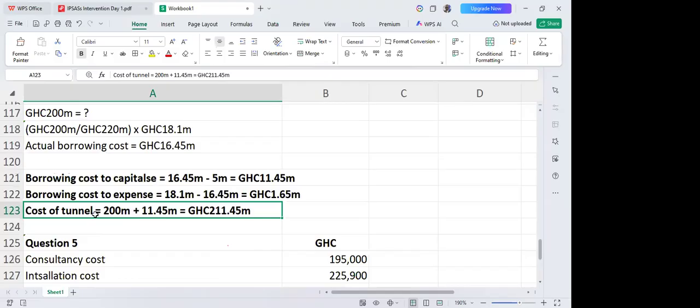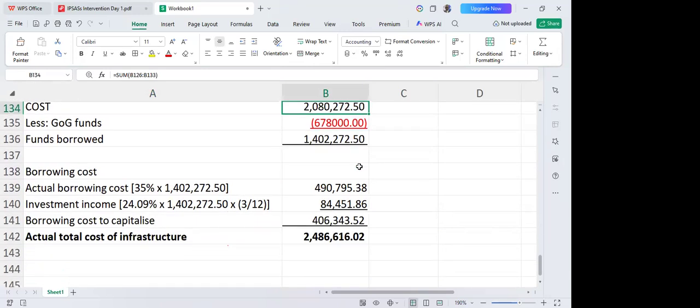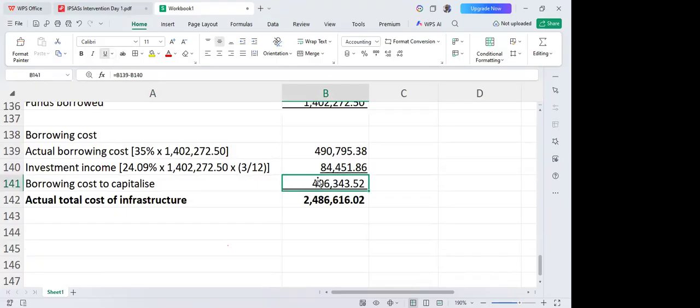When we're calculating the cost of the tunnel, how do we get it? We use the amount that we use plus the borrowing cost to capitalize, right? Yes, it's the same thing. The cost of the infrastructure, we had this, 208,272.50. Then we add the borrowing cost to capitalize to it. Oh, okay. And that's what is giving us this figure.